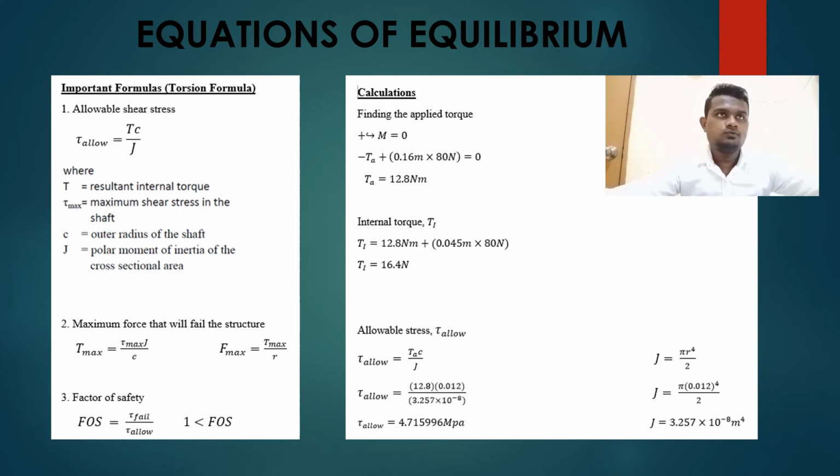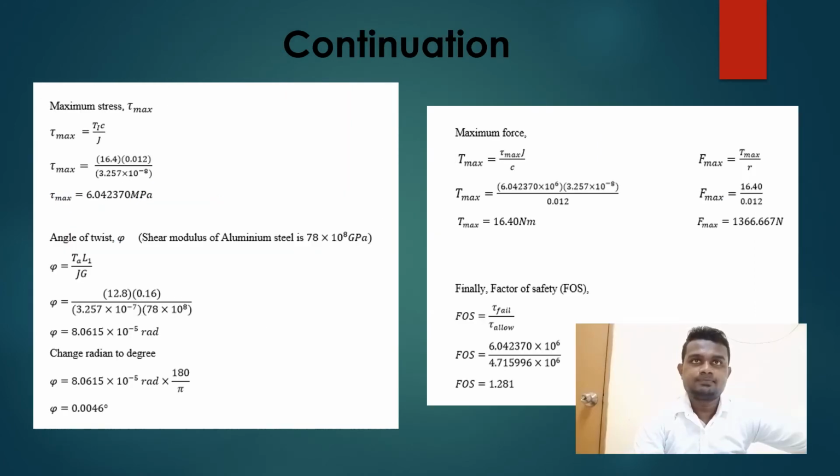Okay, now we have to find the J. The value of J can be found by the equation pi r to the power of 4 divided by 2. So we got that J equals 3.257 times 10 to the power of negative 8 m^4, and then we can substitute the value of J into the allowable stress and find the tau allow, which is 4.715996 megapascal. We need to find the maximum stress.